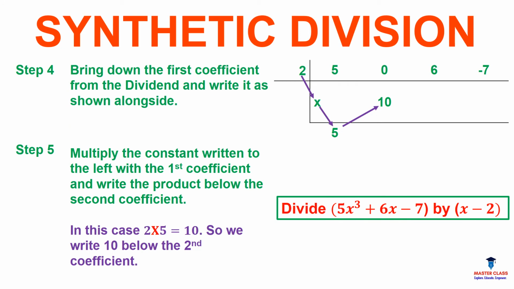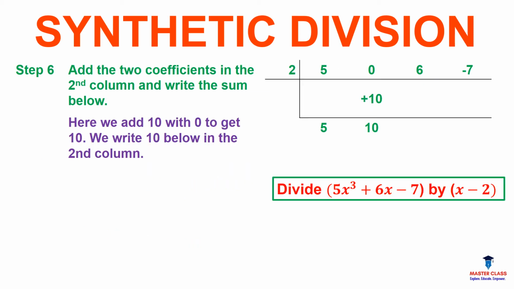Multiply the constant written to the left of the vertical line with the first coefficient and write the product below the second coefficient. In this case, we have to multiply 2 by 5 to get 10. So we write 10 below the second coefficient. Add the two coefficients in the second column and write the sum below the second horizontal line. Here we add 10 with 0 to get 10. We write 10 below the second horizontal line in the second column.